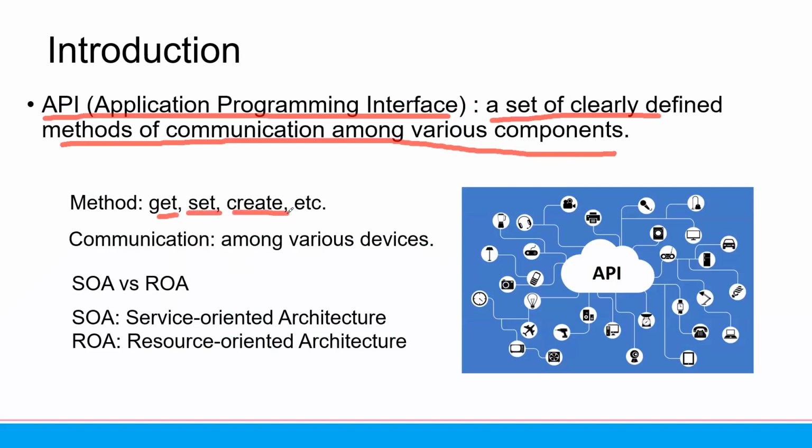And this kind of API is also a good communication, so you can use it to communicate among various devices. There are two types of API. The first is SOA, or Service Oriented Architecture, and the other is ROA, Resource Oriented Architecture.